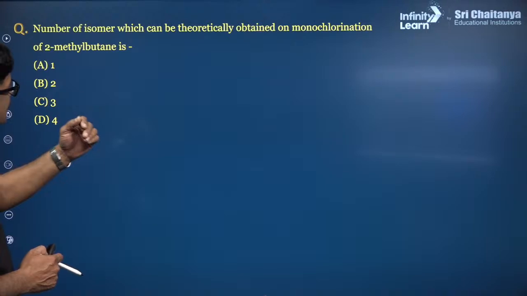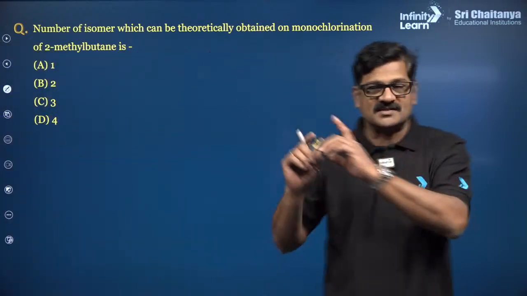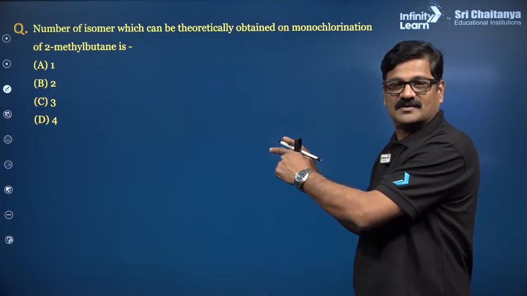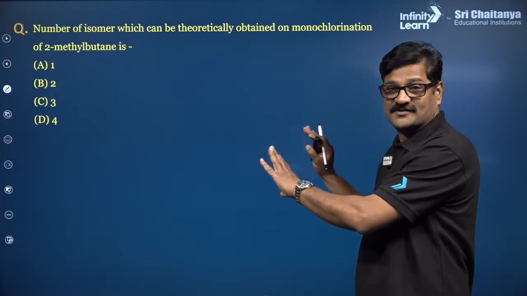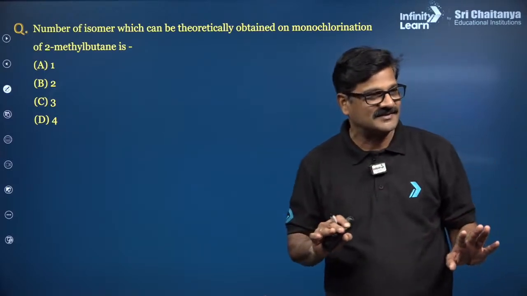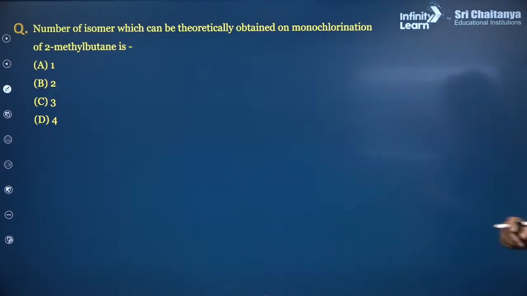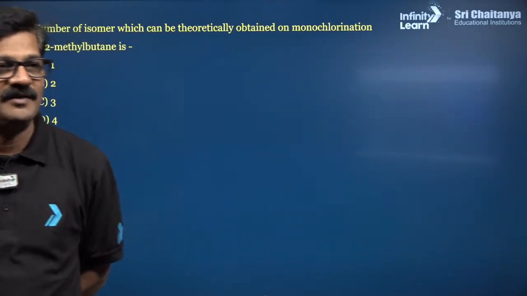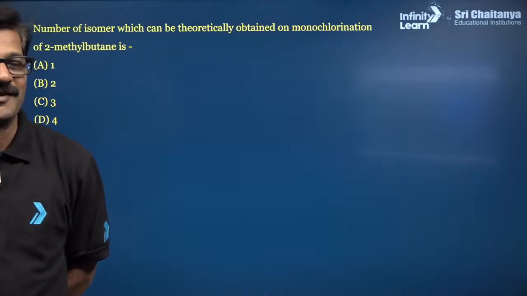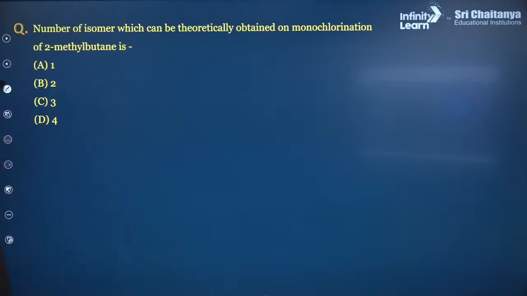Number of isomers which can be theoretically obtained on monochlorination of 2-methylbutane. This is a very famous question. You can expect the same type of question for the NEET examination. I am expecting an answer from your side. I want to know how you do it. Everybody take a pen and paper and write along with me. You solve along with me. Yo-Yo has given only one answer, then I am expecting an answer from your side. Okay, Krishna, Ajay Singh, you want to say 2? 2-methylbutane. Okay.